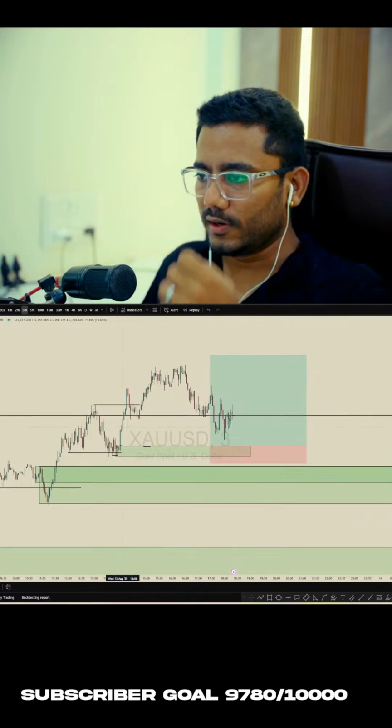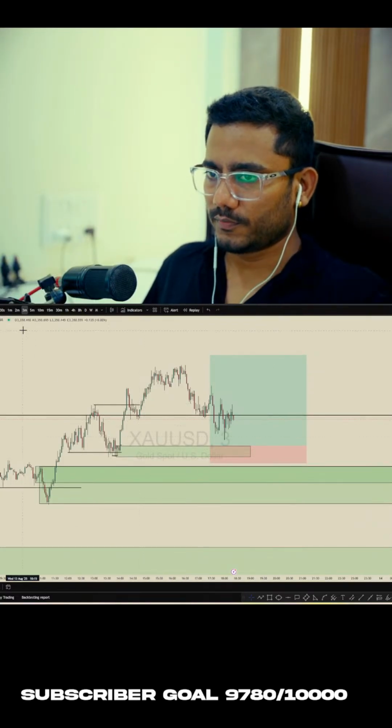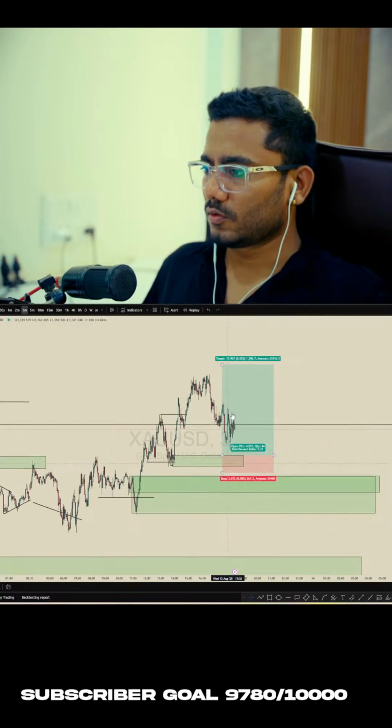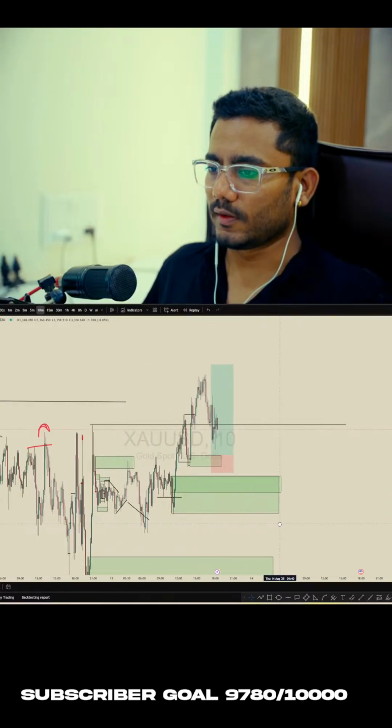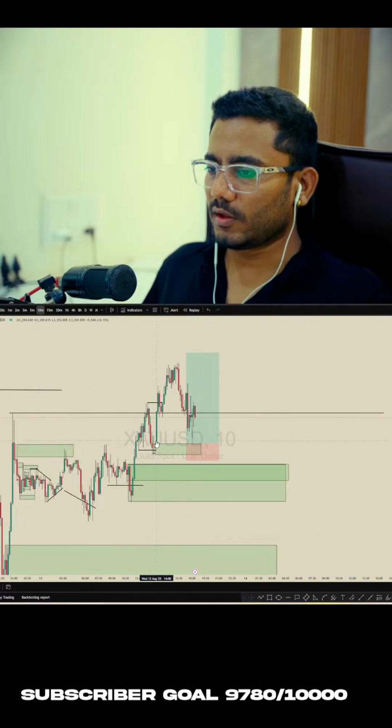So I think price has already tapped this gold order block. Let's hope for price to give us a re-entry in this area, which is the extreme order block here.